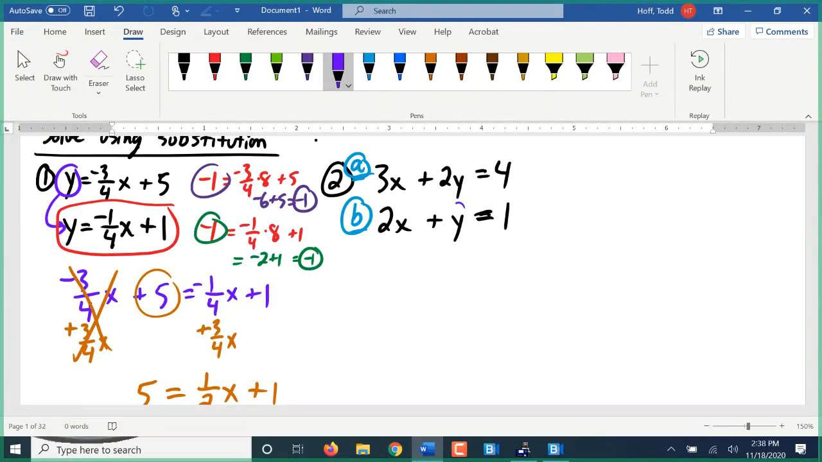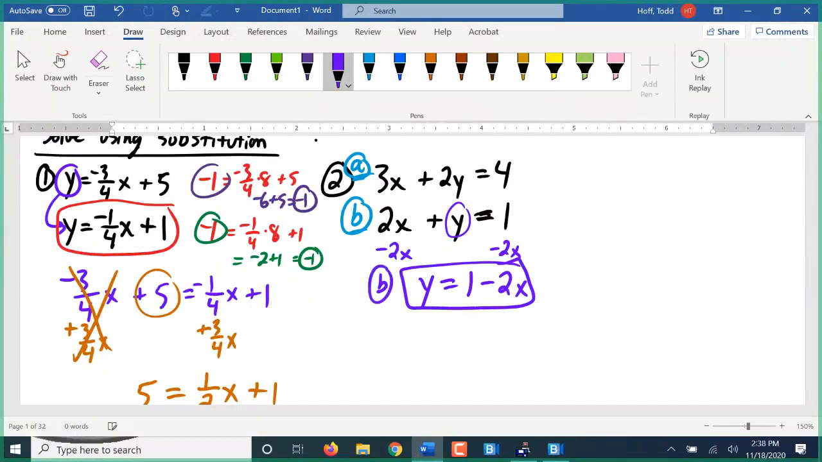So we're going to solve this equation for y. It means we're going to subtract the 2x. So we have y equals 1 minus 2x. That's it. We've solved that for y. Well, we're not done. We now have to go back and put that into the other equation. That's equation B that we just solved. We have to now put it into equation A in place of the y. So we have 3x plus 2, and instead of y, I'm going to put in 1 minus 2x, and equals 4.